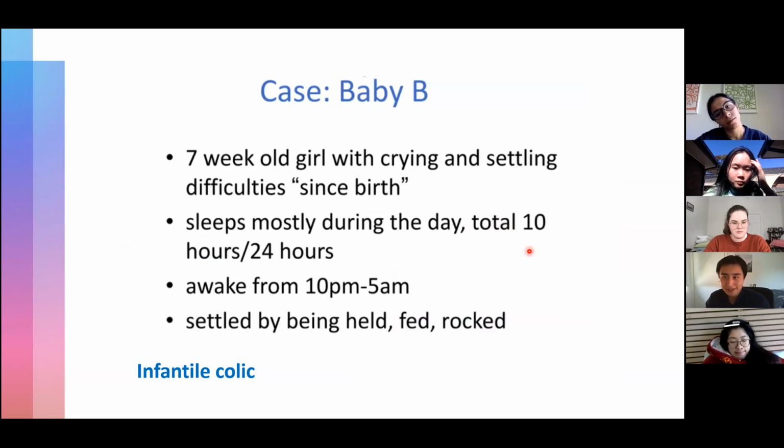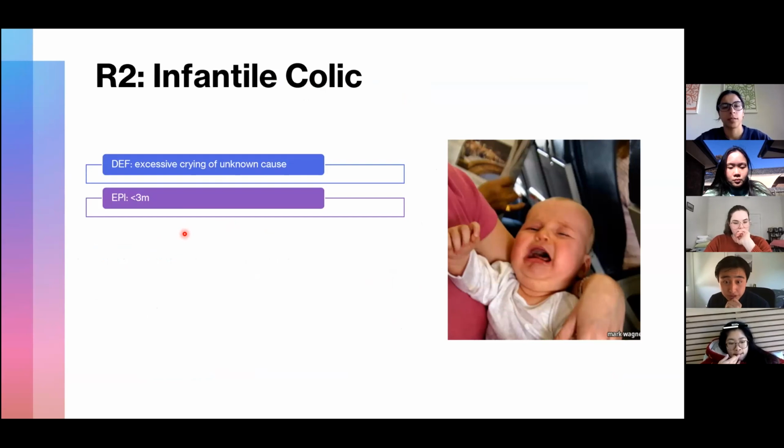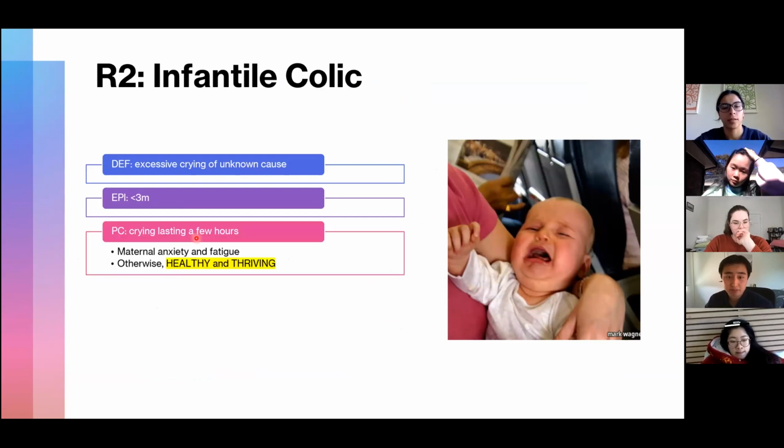Cool. Anyways, back to infantile colic. Essentially, it's a condition caused by excessive crying of unknown cause. It occurs in young children, and it presents as crying lasting a few hours. In the stem, you might also see some maternal anxiety and fatigue. But otherwise, the key thing is that the baby is healthy and thriving.